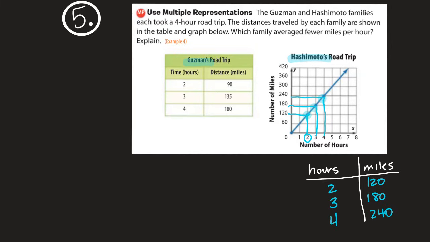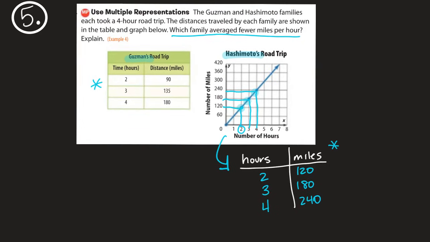So now that I have the graph turned into the table here, I can compare the Guzman's table to the Hashimoto's table and see which family averaged fewer miles per hour. In order to do that, I have to find the constant rate of change for each of the families. So the Guzman family and the Hashimoto family, I want to know what K equals so I can see which one is fewer. For the Guzman road trip, I'm going to take the y value of 90, and when y is 90, the x is 2.